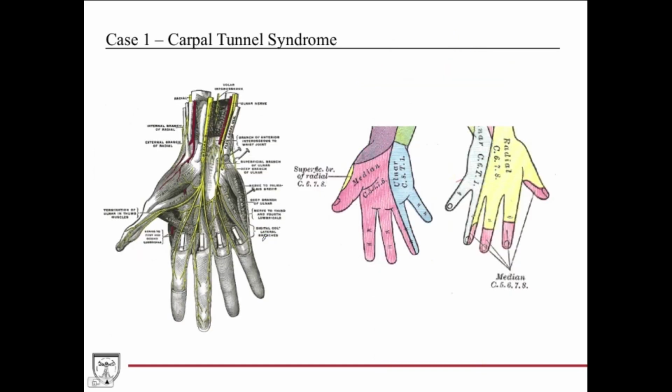Carpal tunnel syndrome. To review, we cover this in the hand lecture. So you have your carpal tunnel here. Here's the median nerve coming in like this. Then it gives off that recurrent branch to the thenar muscles, and then it goes off here. It does the sensory innervation, which you can see here in the lateral aspect of the hand.